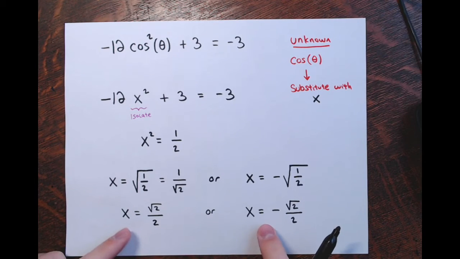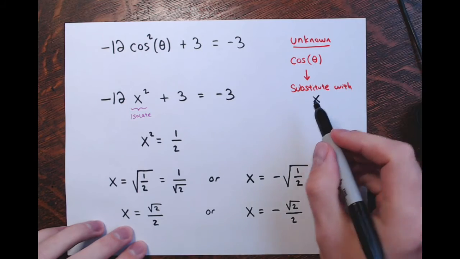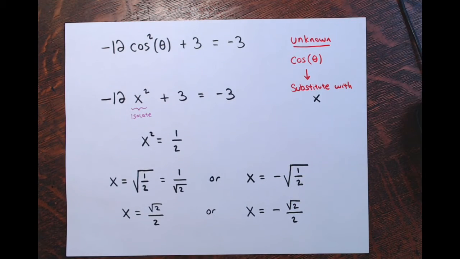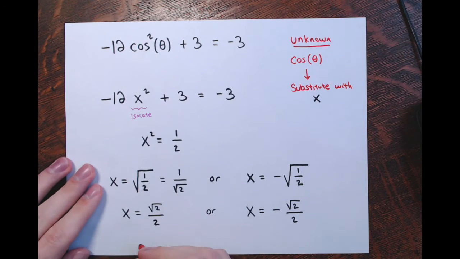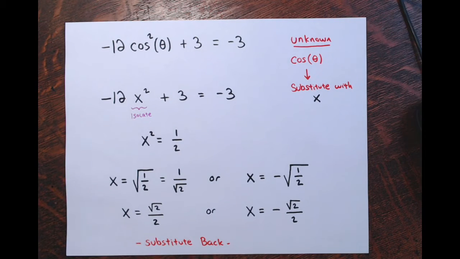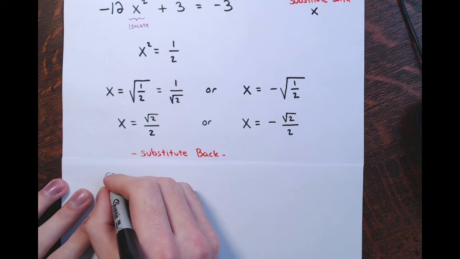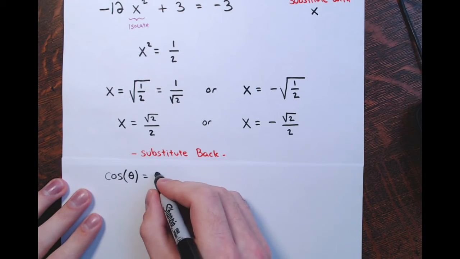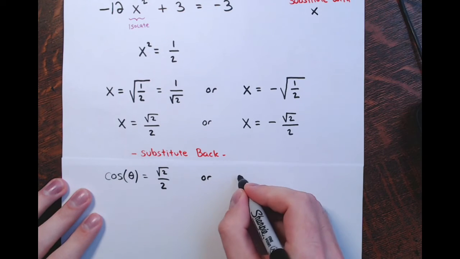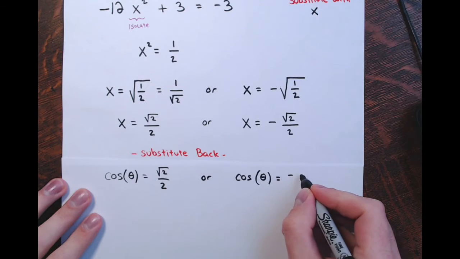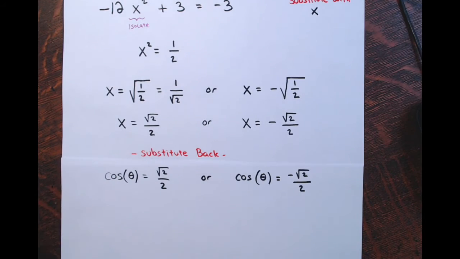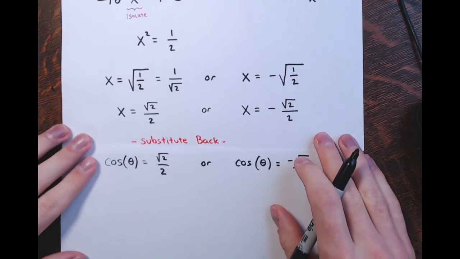Now, this isn't the end, right? Don't think this is over. I solved for x. I solved for my substitute variable. But the original equation had theta as the variable. I want to solve for theta. So once I've solved for my substitute variable, then we're going to substitute back, go back to the original variable. All right, and if I do this, we'll have these two equations to solve. X equals square root of 2 over 2, so that's cosine theta. Remember, x was representing cosine theta equals the square root of 2 divided by 2. Or cosine theta equals negative square root of 2 divided by 2. And I'll solve each one of these separately.